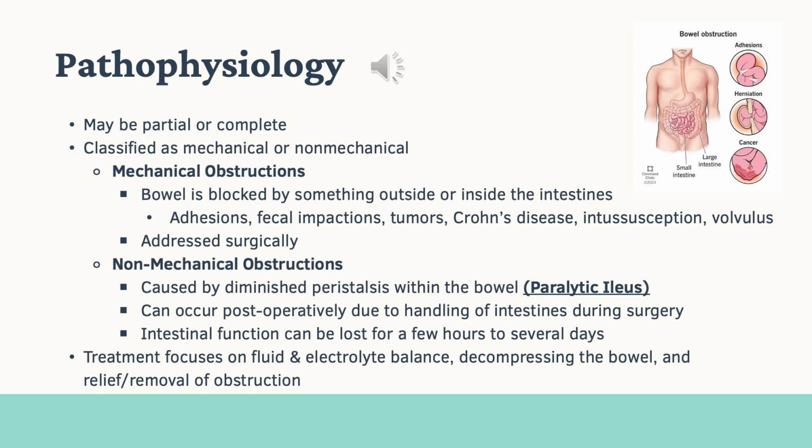On the other hand, a non-mechanical obstruction, also known as a paralytic ileus, results from a neuromuscular disturbance where peristalsis slows or stops altogether. This leads to a functional blockage without any physical impediment. A paralytic ileus is often seen post-operatively due to the handling of intestines during surgery. Intestinal function may be lost for a few hours, even up to several days. The primary focus of treatment for both types of obstructions includes restoring fluid and electrolyte balance, decompressing the bowel, and addressing the underlying cause. Understanding the differences between these two types of obstructions is very important to determine the most appropriate intervention.